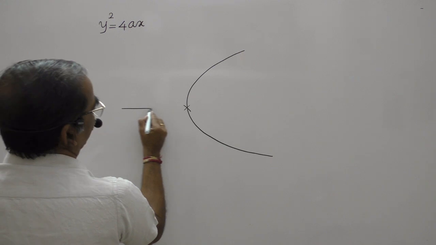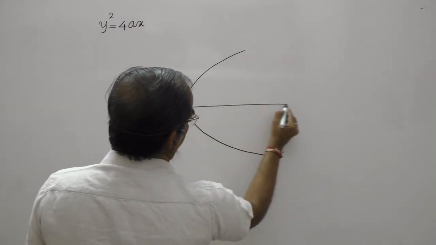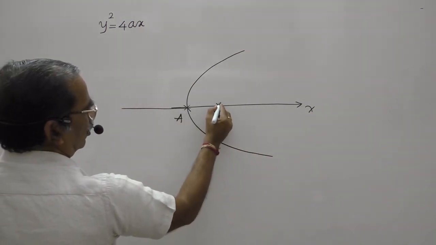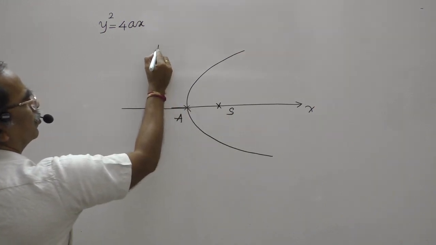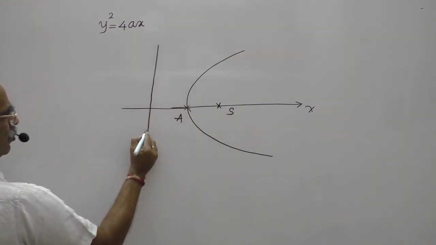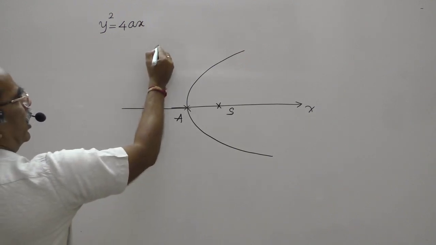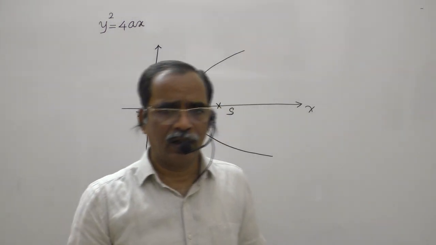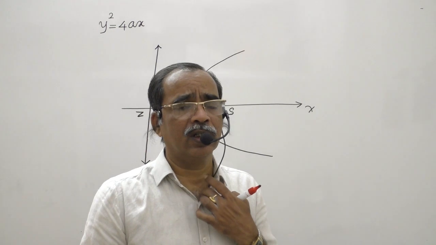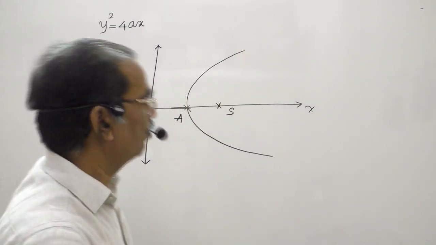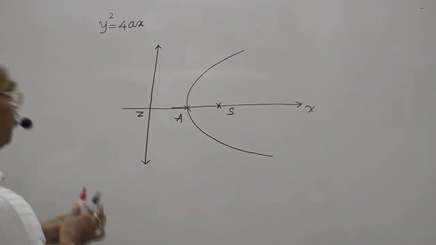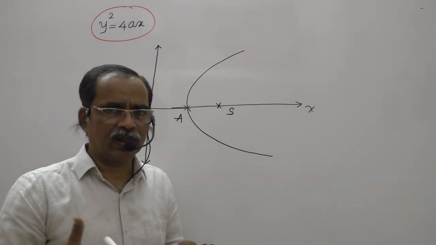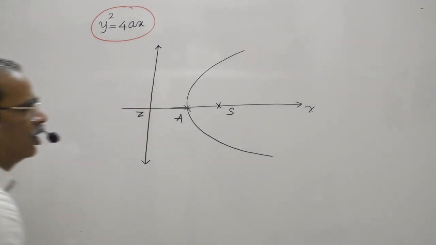In the standard form, we have done this. This is capital A. This is capital S. This is the directrix. This point is Z. Okay. This discussion which we are now going to do is important. Listen carefully. So this is what? Parabola. Which parabola? y square equal to 4ax. Now we will discuss this. This is the explanation of this.